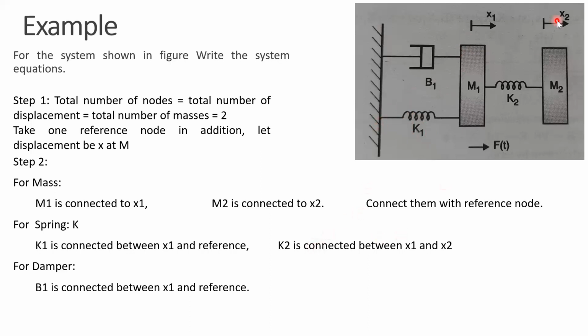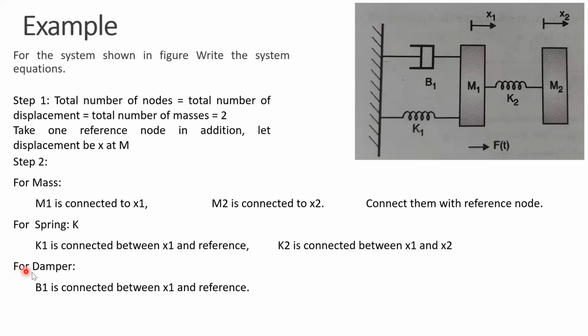Similarly, K2 will be connected between the spring K2 is having one end connected to x2 and another end connected to x1. That means the spring K2 will be in between x1 and x2 node. So while drawing K1 in the network diagram, it will be connected between x1 node, that is the first node, and the reference node, whereas the spring K2 will be connected between x1 and x2 node. So this will be something different here.